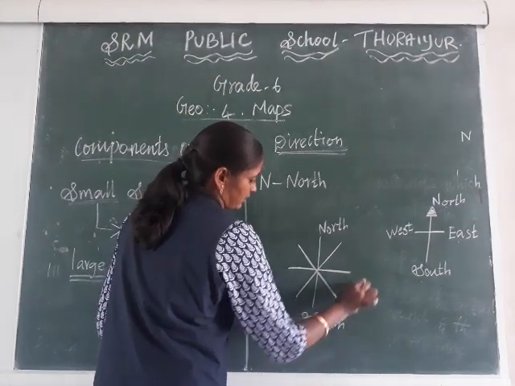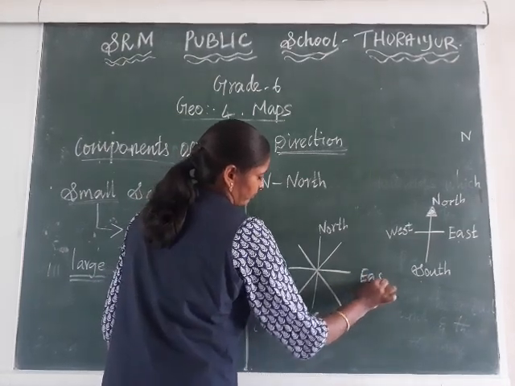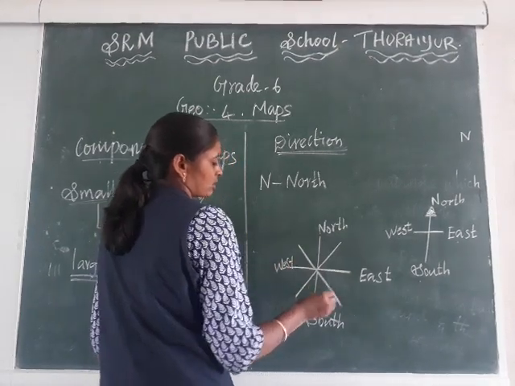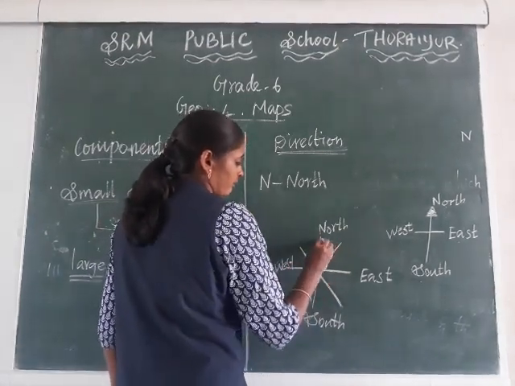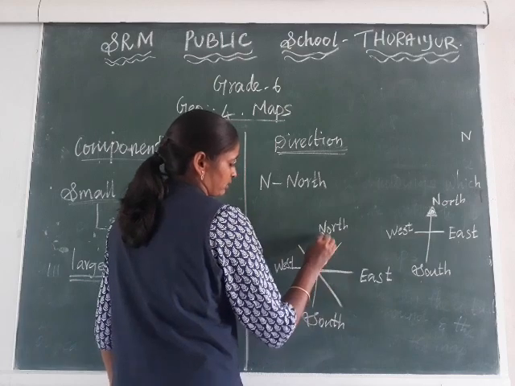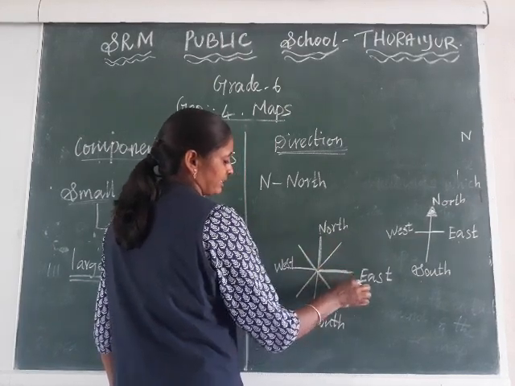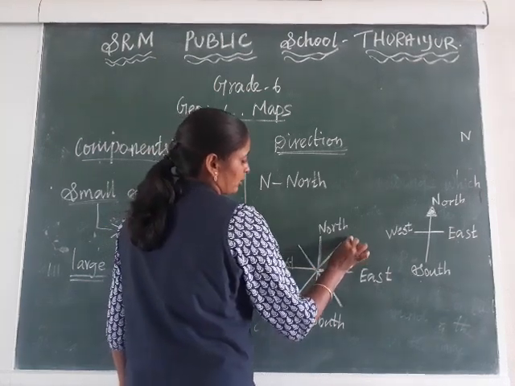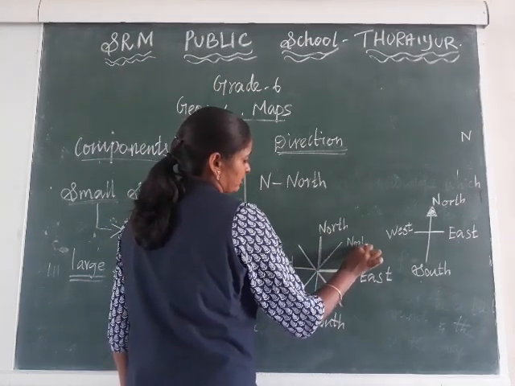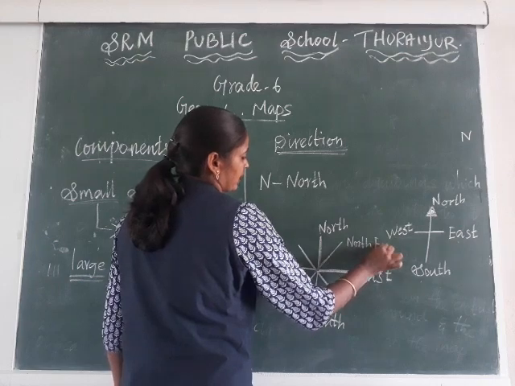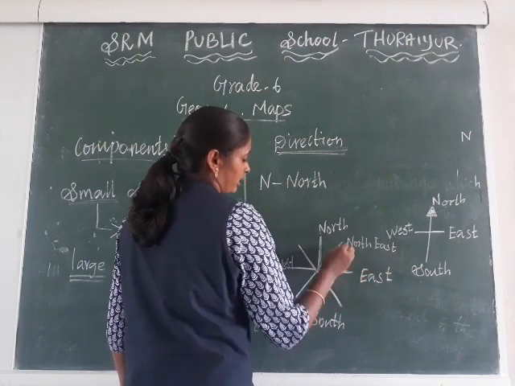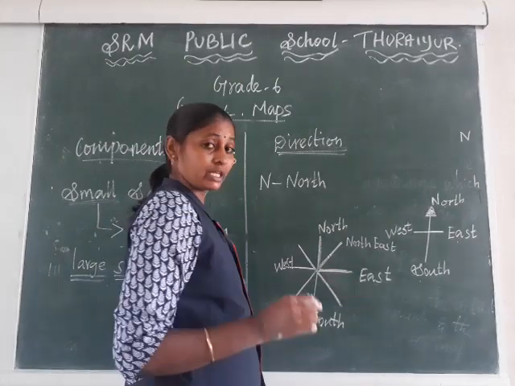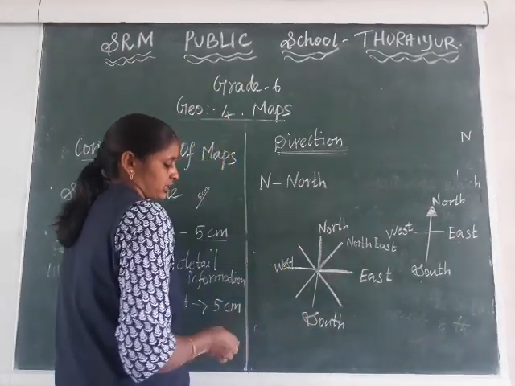This is east, and this is west. Already we discussed. When we have north and east, in between, suppose we draw one line, we can get the northeast direction. The middle point of north and east gives us the northeast direction.